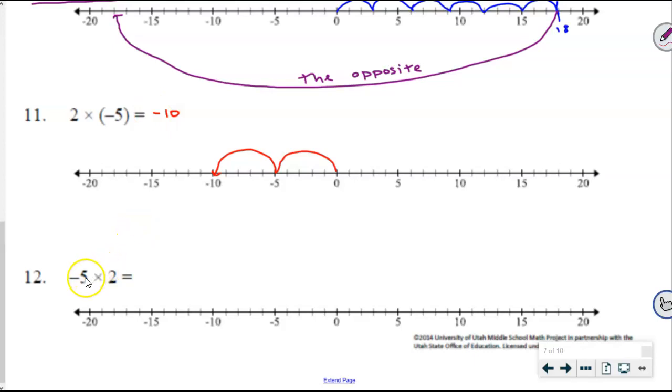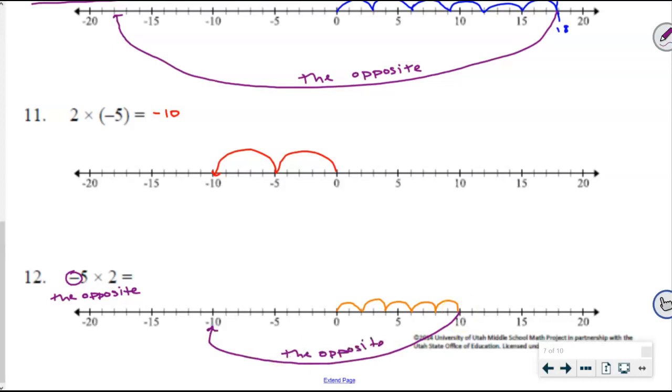But down below I have -5 times 2. I'm thinking of this as the opposite of 5 groups of 2. So I'm going to show those 5 groups of 2 first. 1 group of 2, 2 groups of 2, 3 groups of 2, 4 groups of 2, and 5 groups of 2. So 5 groups of 2 is 10, but now I need to go to the opposite of 10, and that's how I get negative 10. This is the opposite. So the opposite of 10 is negative 10. Negative 5 times 2 is negative 10.